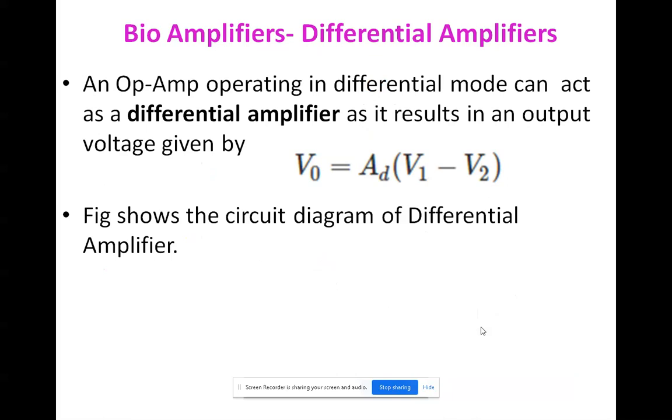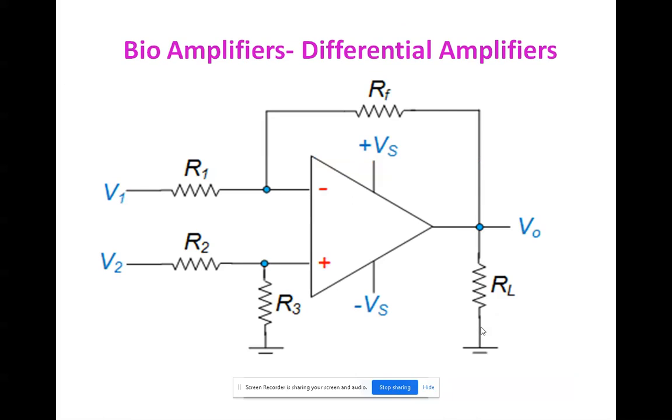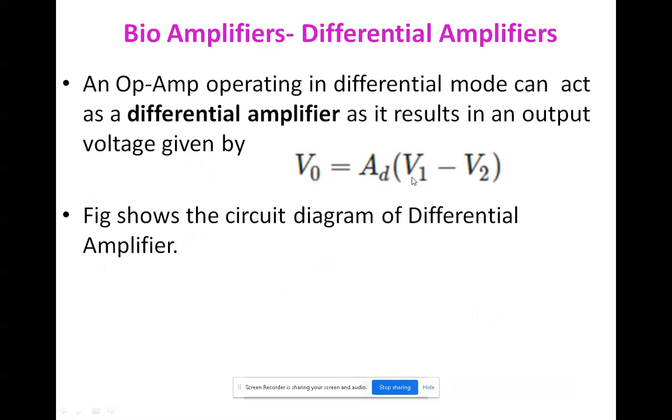So the output of the differential amplifier will be V1 minus V2, because here you are going to give two input signals, V1 and V2, as your input. The difference of these two signals will be the output: V1 minus V2 into AD.